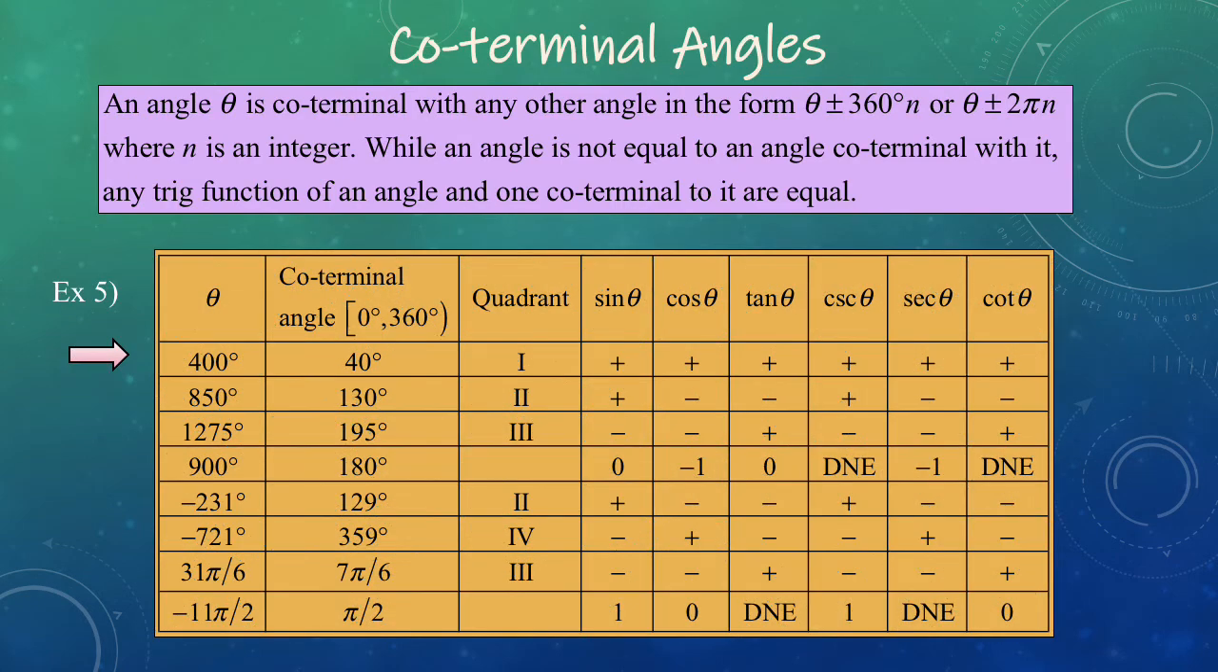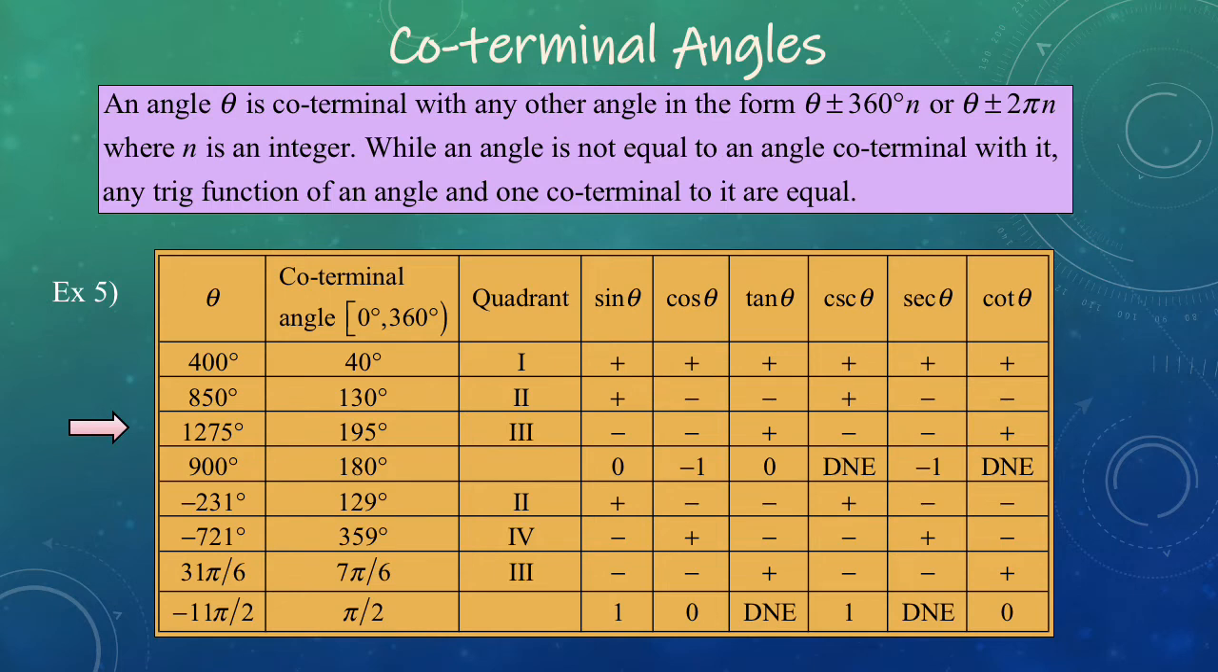So 400 degrees is coterminal with 40 degrees, as we simply subtract 360. That makes it a quadrant 1 angle where all trig functions are positive. So with 850 degrees, we subtract 360 degrees once, then 360 degrees again, getting 130 degrees, making it a quadrant 2 angle. And the only trig functions that are positive in quadrant 2 are sine and cosecant.